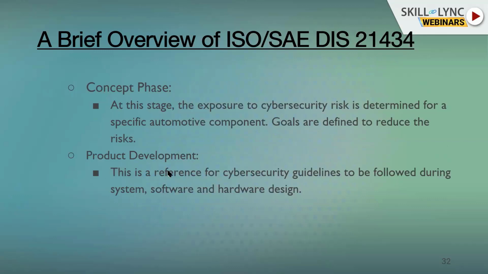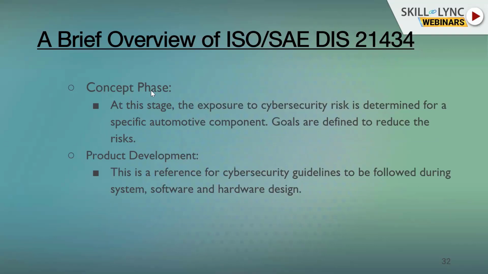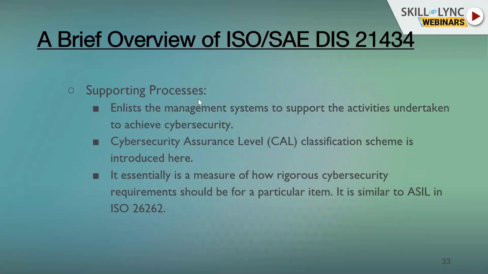If you talk about the contents, the most important points in this ISO define the concept phase, the product development phase, and the supporting process phase. The concept phase is when you define your goals and your cybersecurity requirements, what you actually need to implement in your ECU. In product development, you actually implement those requirements and test them. The supporting process defines and lists the management system to support.